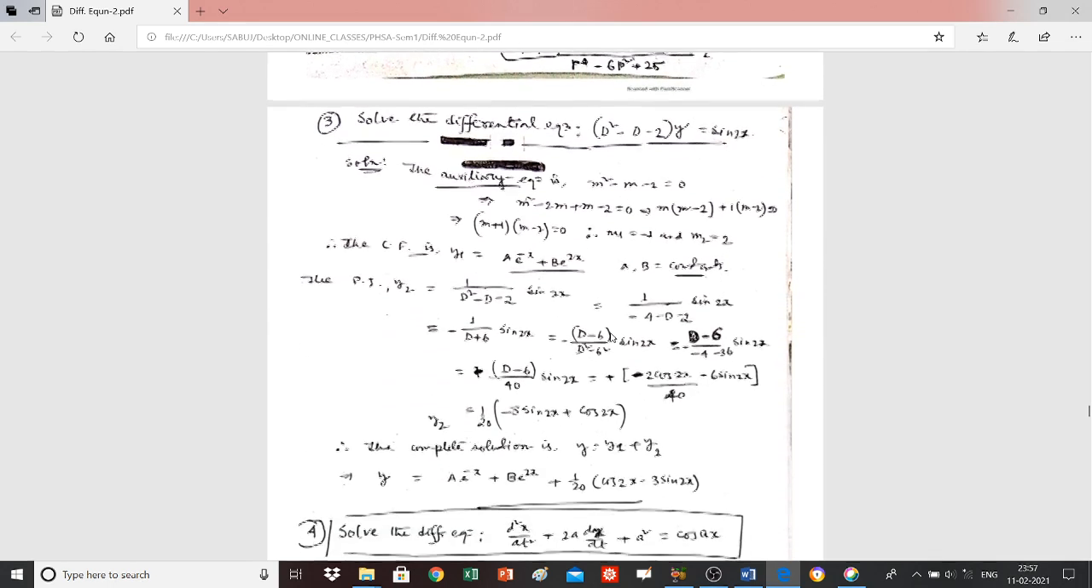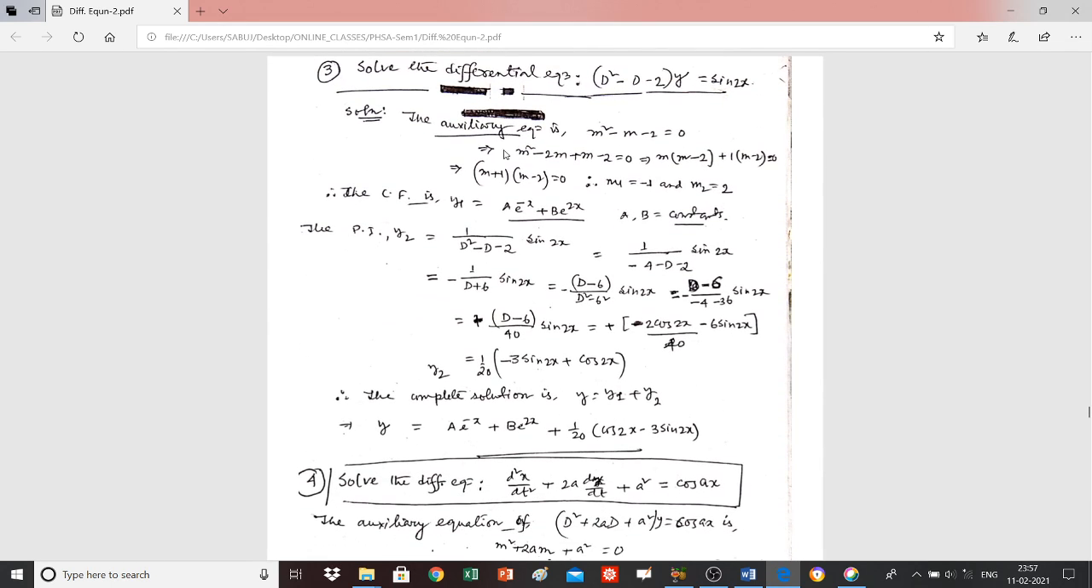Now come to another one, that is, solve the differential equation this, and in this case you find out the auxiliary equation and its roots. So the two roots are m1 is equal to minus 1 and m2 is equal to 2. So the complementary function is a e to the minus x plus b e to the 2x, a, b both are constants. And the particular integral y2 is equal to 1 by (d square minus d minus 2) sin 2x. And here you have to replace this d square by minus 4. So that is done here.